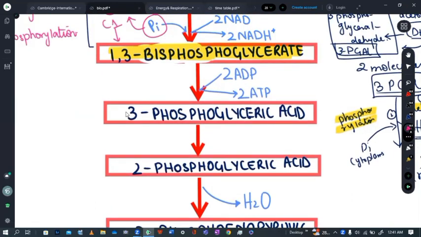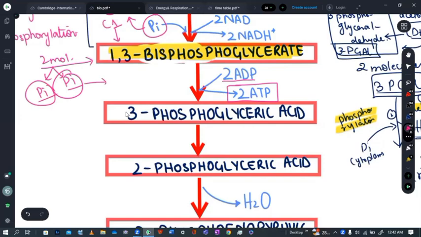Then with this 1,3-bisphosphoglycerate, here we have formation of ATPs. 2 ADP molecules from the cytoplasm of the cell, plus these 2 molecules of 1,3-bisphosphoglycerate. Each molecule removes an inorganic phosphate. Therefore, we have 2 inorganic phosphates. These 2 inorganic phosphates get attached with these 2 ADPs, which we had from the cytoplasm of the cell, forming 2 ATP molecules, 2 adenosine triphosphate molecules. So here we have our first 2 molecules of energy being formed, 2 ATP molecules.